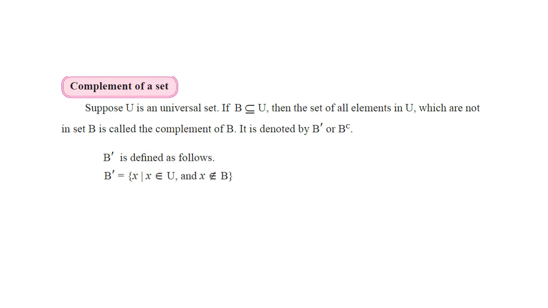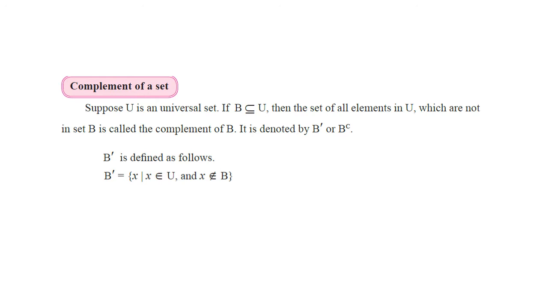Complement of a set. Suppose U is a universal set. If B is a subset of U, then the set of all elements in U which are not in set B is called the complement of B, and it is denoted as B dash or B^c. So B dash is defined as follows.